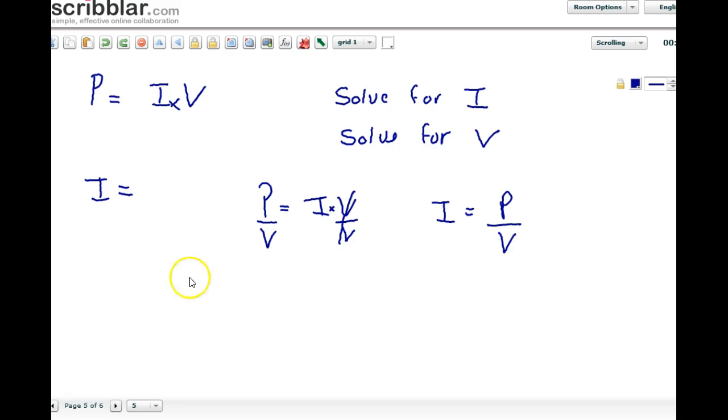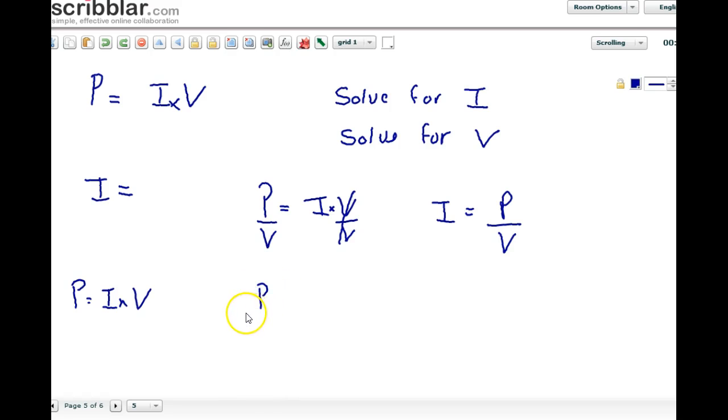So in part 2, I'm going to solve for V. So I'll take my equation P is equal to I times V. So this time I want V is equal to something. Well, straight away I can see that V has been multiplied by I, and so to undo a multiplication I need to divide both sides by I.